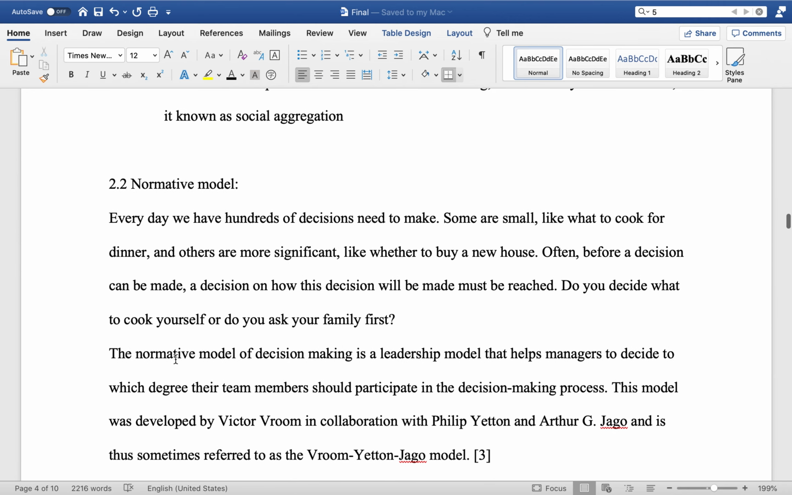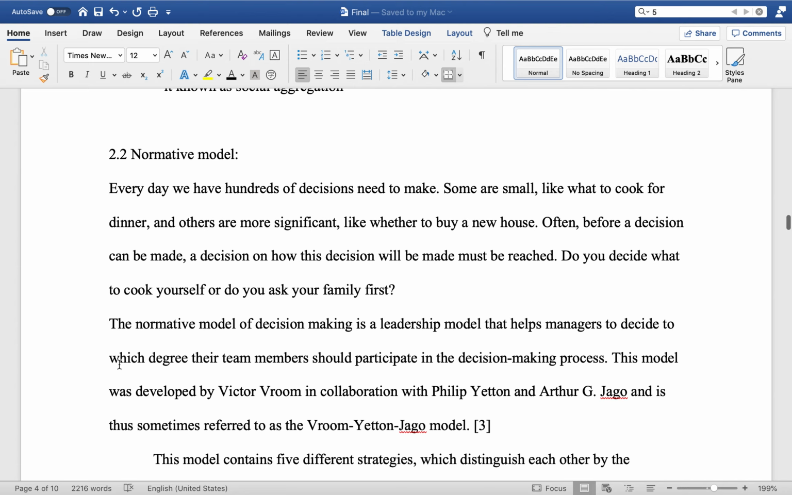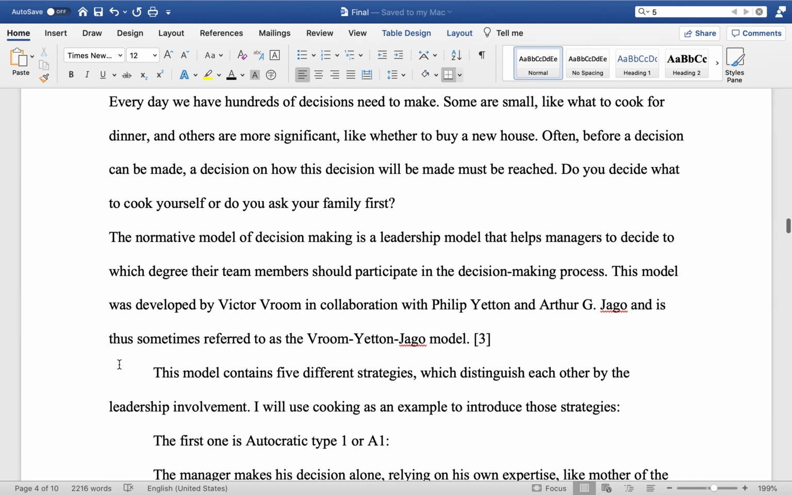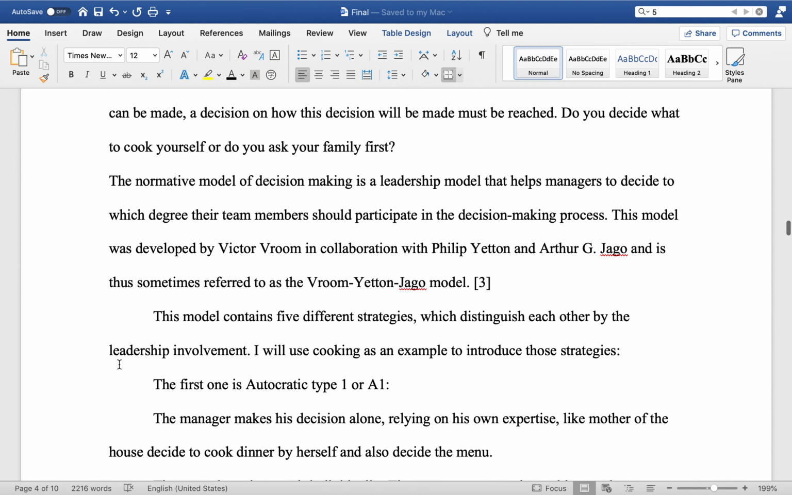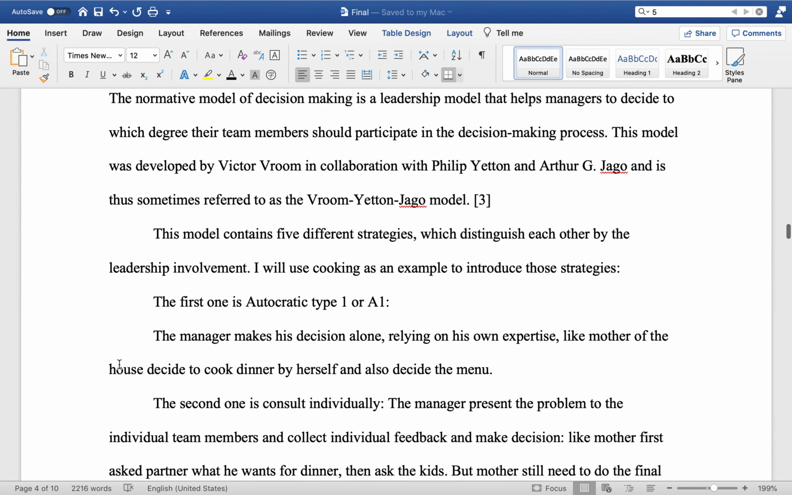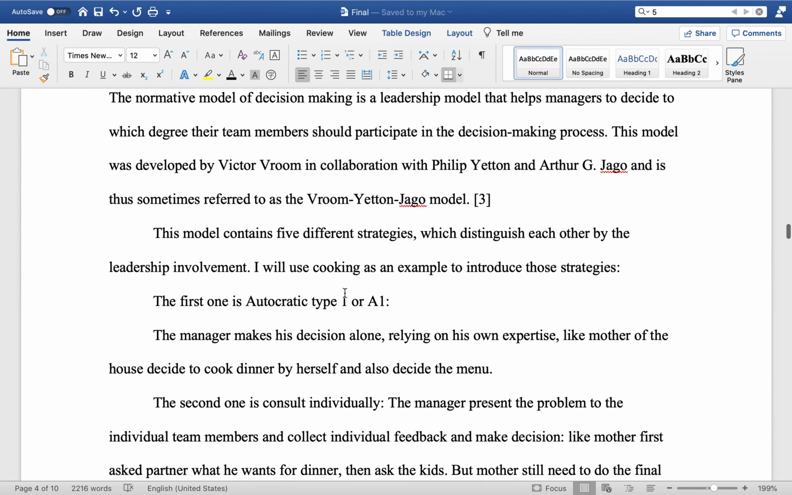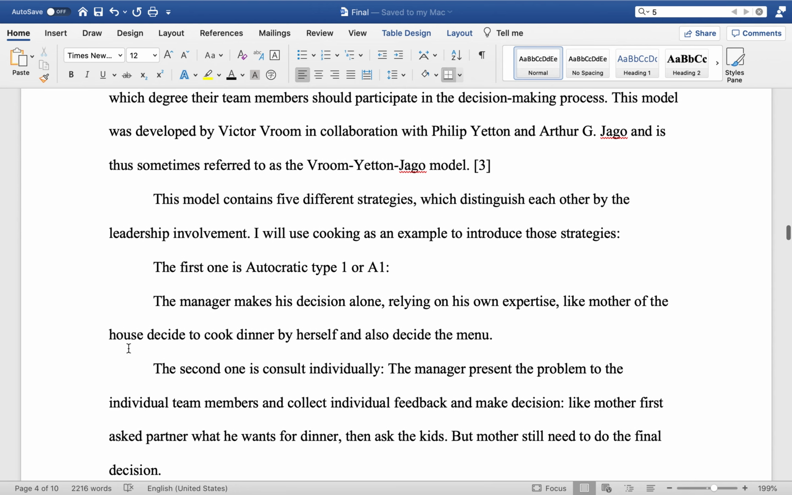So the next model I am going to introduce is the normative model. That is a decision-making leadership model that helps managers decide to which degree their team members should participate in the decision-making process. So this model contains 5 different strategies. The first one is called A1. The manager makes his decision alone.